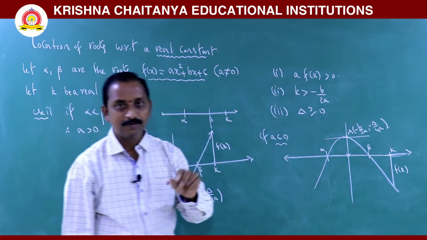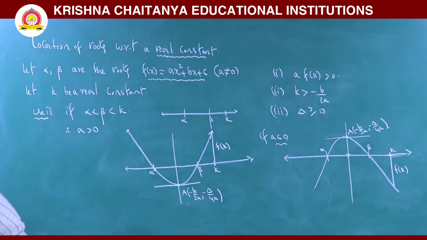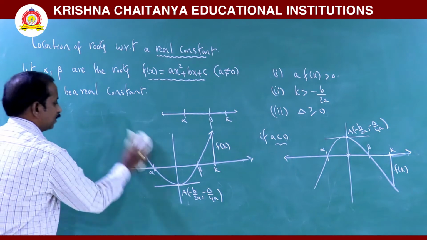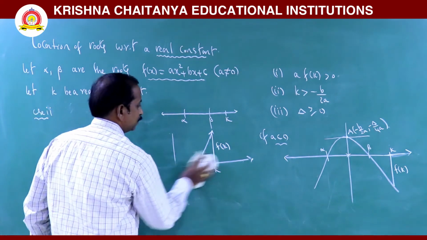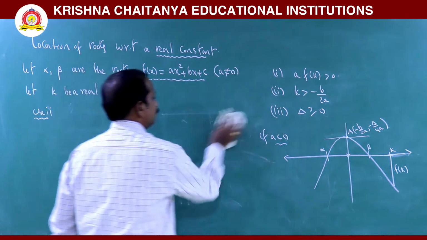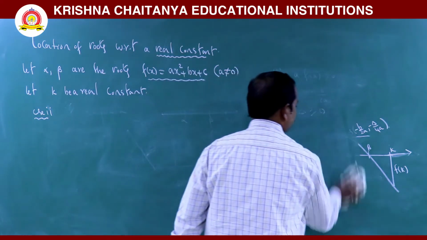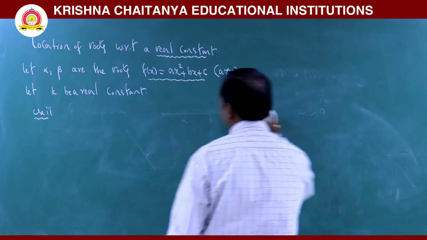Now we move to the third one. What about the third one? If k lies between the given roots, lies between the given roots means alpha less than k less than beta.